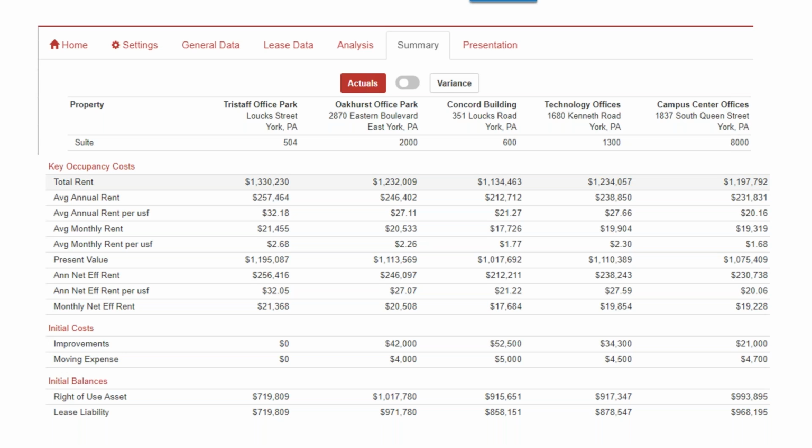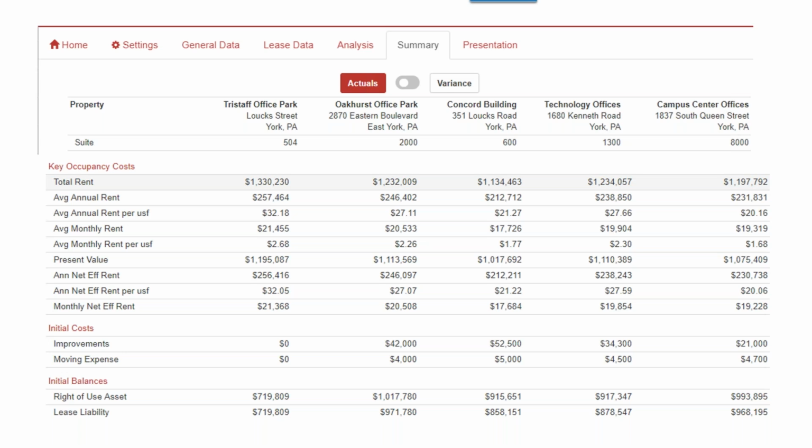So, let's see, which one has the lowest effective rent in this case? It looks like the Concord building, 212, 211, right? For the net effective rent. That's not the one though that has the lowest right of use asset and liability. Looks like that one is the Tri-Staff office building. I think that was their existing space.